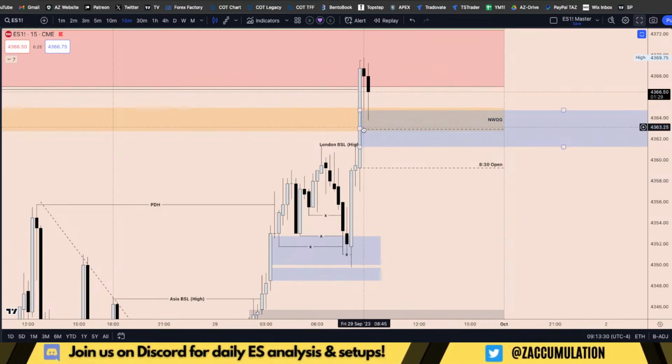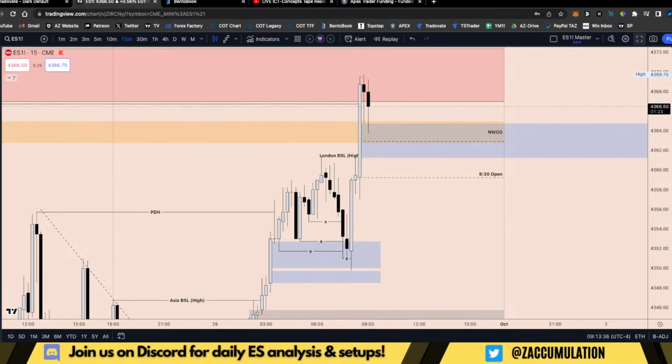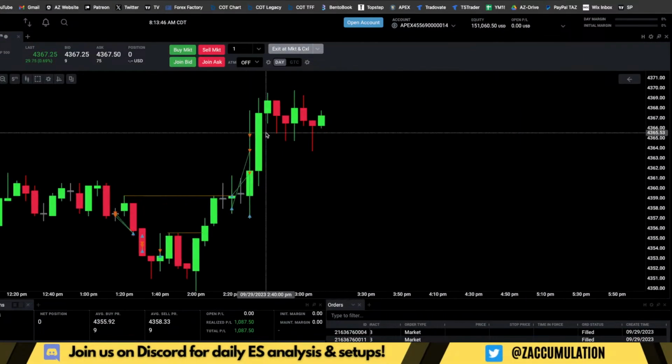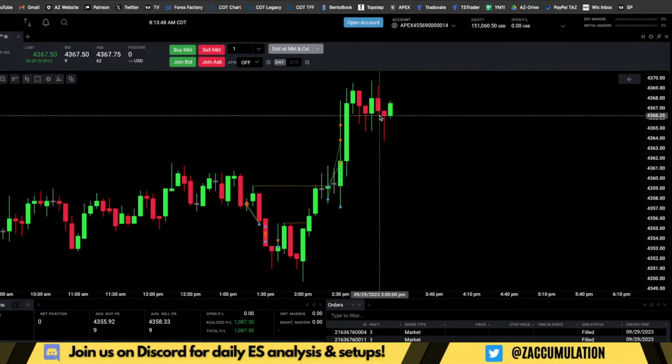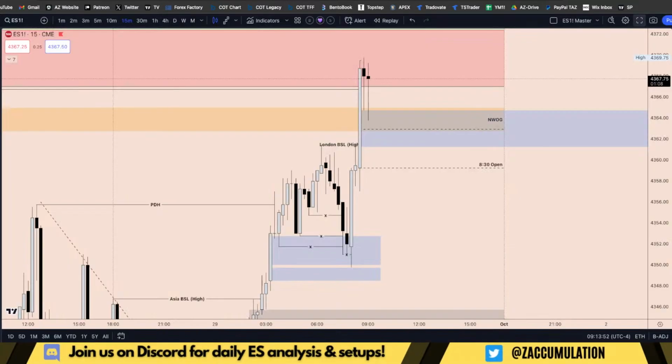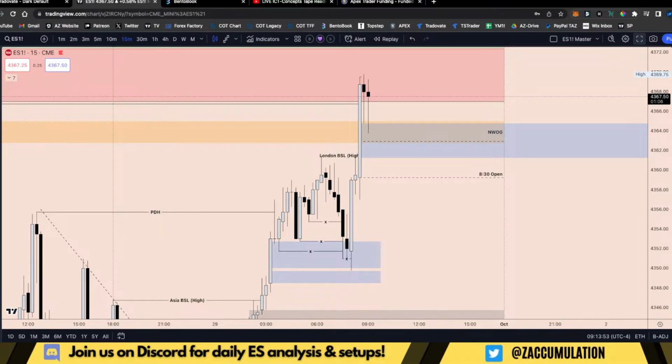New week opening gap, 50% of this fair value gap, lining up with the low of the new week opening gap, which is the weekly open. Yeah, I'm not going to engage until after 9:30.